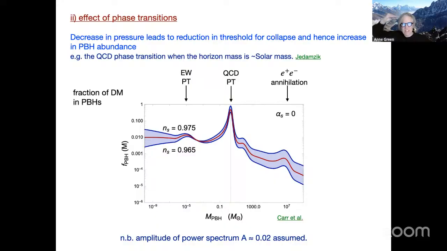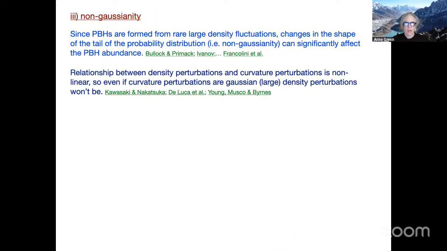It's a relatively small decrease in the threshold for collapse. And then the other really important thing is non-Gaussianity. So we've already seen that the primordial black holes are being formed from rare, large density fluctuations in the tail of the probability distribution. So changes in that shape can significantly affect the PBH abundance. And it was realized this was important way back in the 1990s.